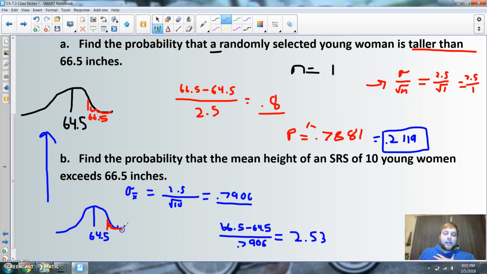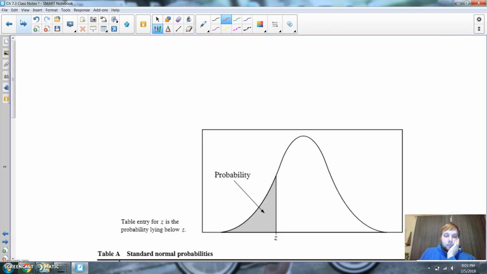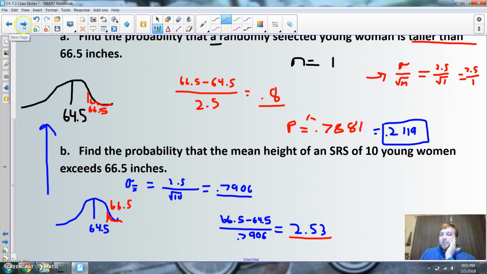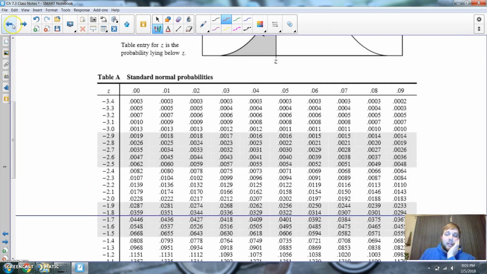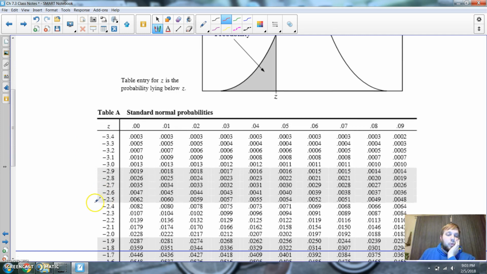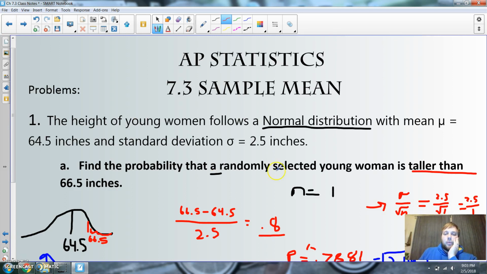So what's the probability at 66.5? Well, I got a z-score of 2.53. So having 10 women is a lot harder to reach this mark. Look at where my z-score is compared to my z-score with 1. If I look at this on my chart, I'm just going to save time, guys. I'm going to look at negative 2.53. Instead of subtracting from 1, I'm just going to look at negative. Man, I keep forgetting, guys. Negative 2.5, 1, 2, 3. So that is the area above. So I could go 1 minus, or 0.0057. So if you guys want to, just trust me on this.